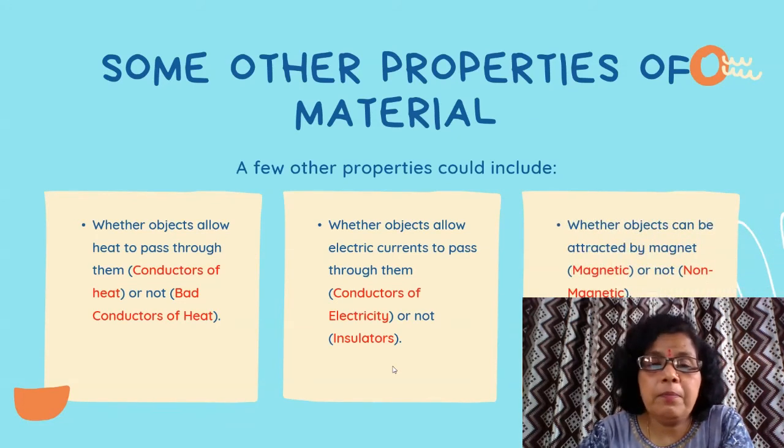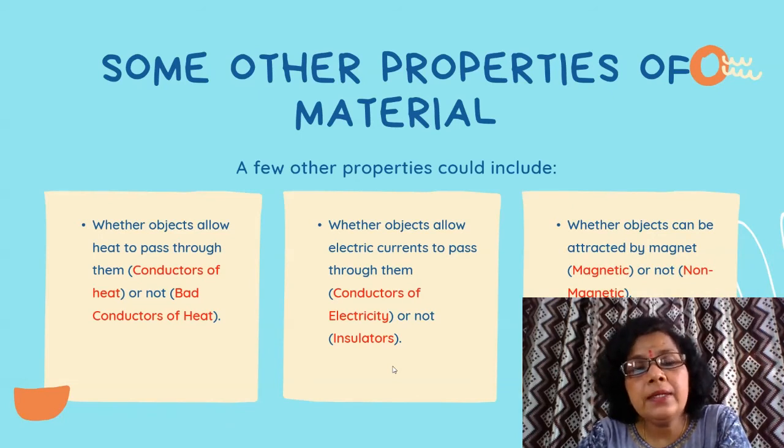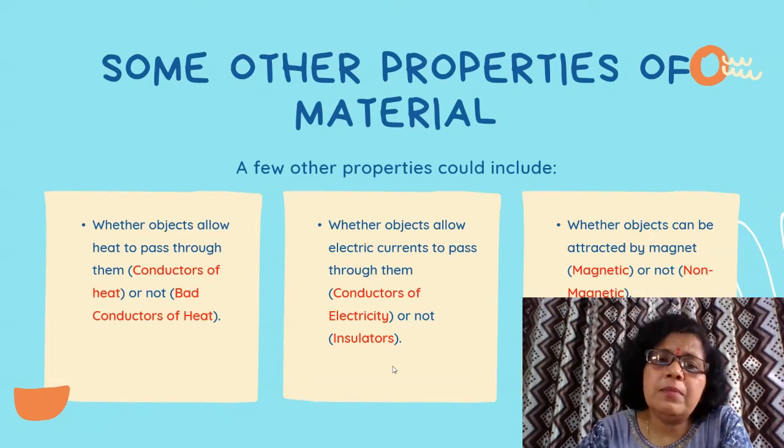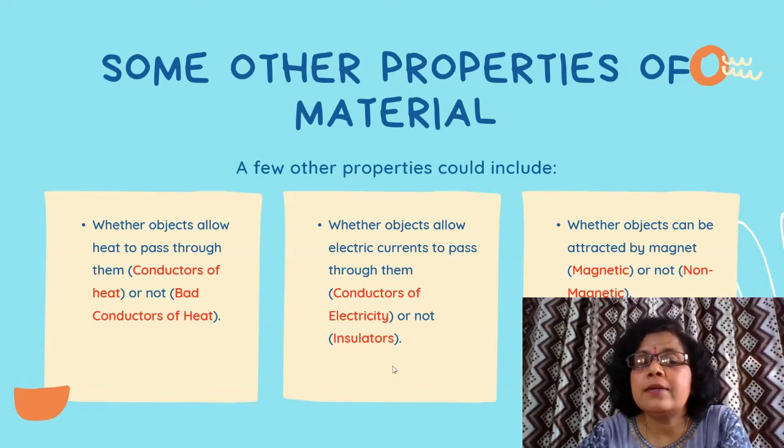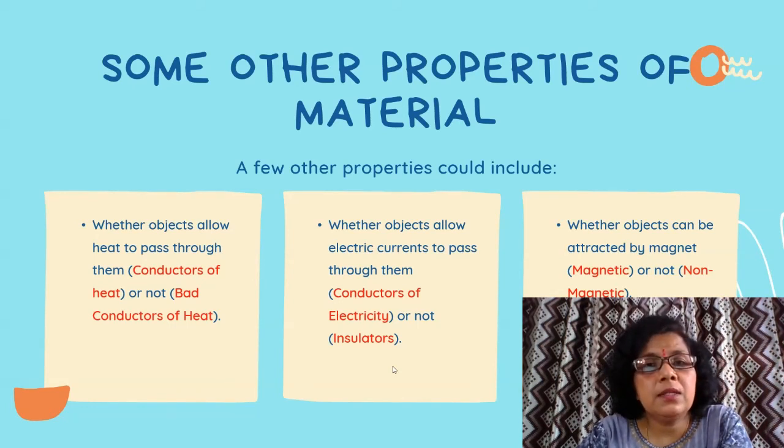Now, last but not the least, we have the magnetic property. Mostly all the metals get attracted towards a magnet. That means they show magnetic property. And paper, plastic, cloth, rubber, wood don't get attracted towards a magnet. That's why they are called non-magnetic. All these properties are there, and we have learned so many properties, different types of material which are used to make objects, and their classification too.